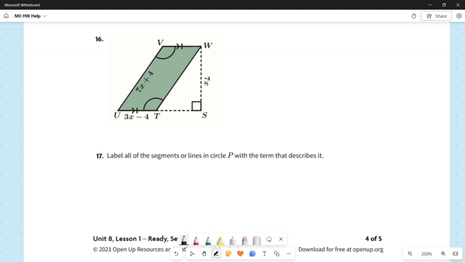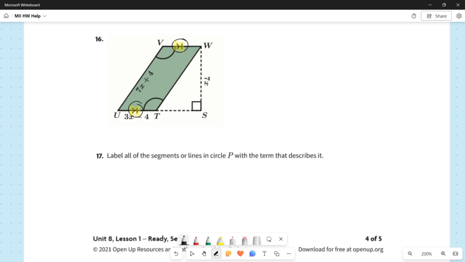parallelogram. And the reason that we know it's a parallelogram is, again, just like we saw with 13, notice that we have a pair of sides, so VW and UT, where they are both parallel and congruent. And when you have a quadrilateral that has one pair of opposite sides that are both parallel and congruent, that is enough to conclusively say that your quadrilateral is a parallelogram. So with 16, we're dealing with a parallelogram.